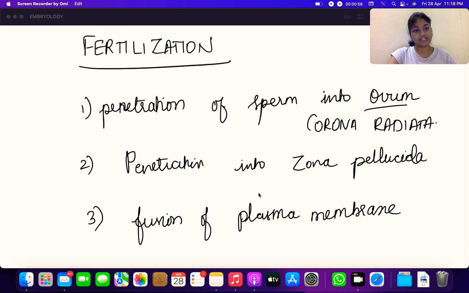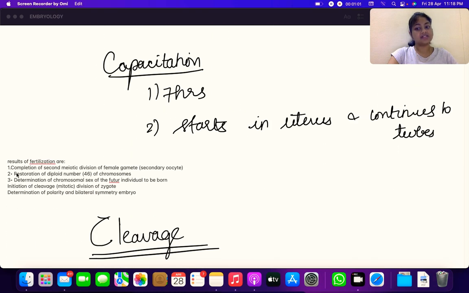As a result of fertilization, the second meiotic division is completed, the diploid number of chromosomes is restored, and you can determine the chromosomal sex of the future individual to be born.